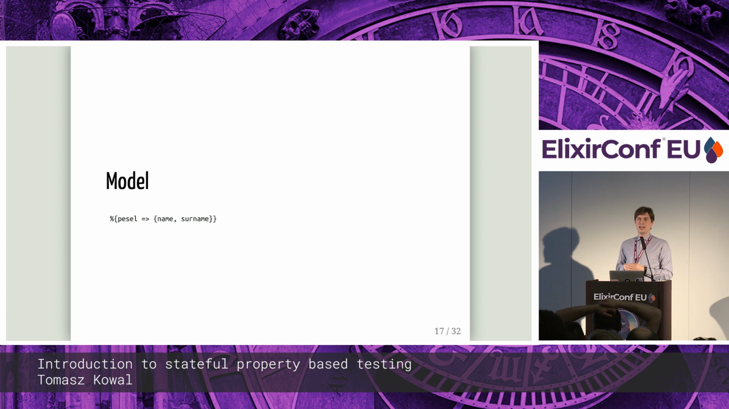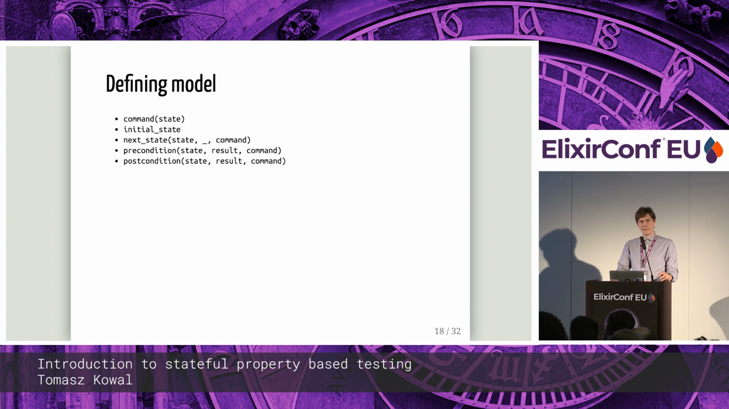A model should be a representation of what your system does that is absolutely as simple as possible, but still can have the same set of operations. For example, our database can have sharding, can operate over a network on multiple nodes, but in the end, it's just a key-value store. So we can use a plain old Elixir map to emulate its state. We will have a map that uses PESELs as keys, and the value will be name and surname.